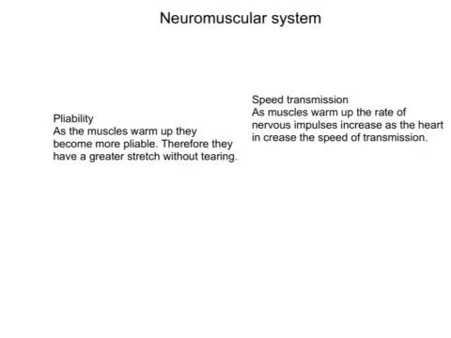Neuromuscular system. Pliability. Pliability is when the muscles warm up and become more pliable. Therefore, this gives them a greater stretch without tearing. Speed of transmission. As muscles warm up, the rate of nervous impulses increases. As the heat increases, the speed of transmission also increases.